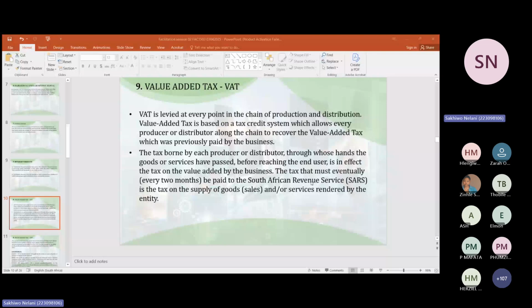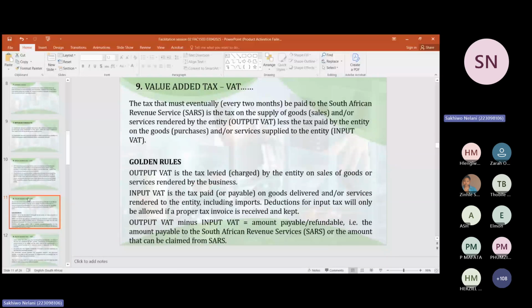But what I want you to be critical of is this: how do I know this is an input VAT? How do I know this is an output VAT? What if the amount says VAT is not included? What is expected of me? We have to calculate it. I explained this is a formula.